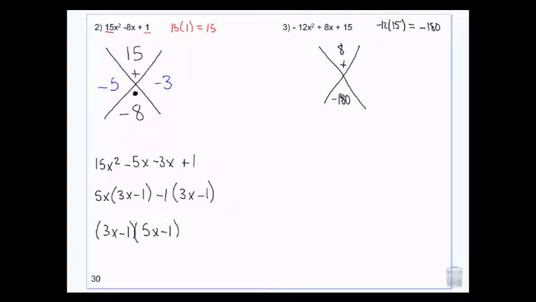So let's think of factors of 180. 9 and 20, but those have a difference of 11. 10 and 18. Okay, cool. 10 and 18. So I want my 10 to be negative because I want a positive 8. So I'm going to do negative 10, positive 18, and those will add up to give me that positive 8.